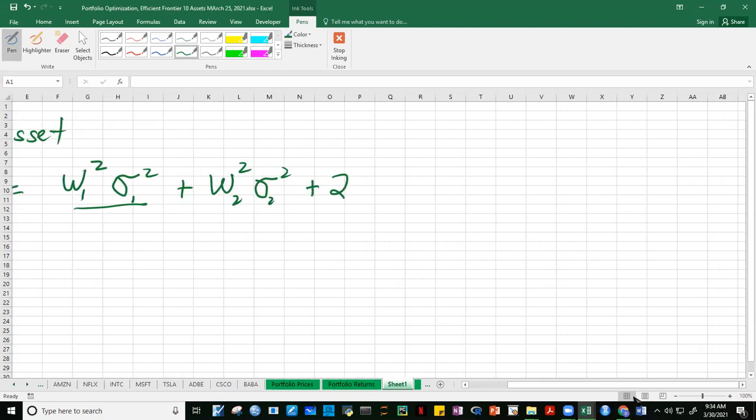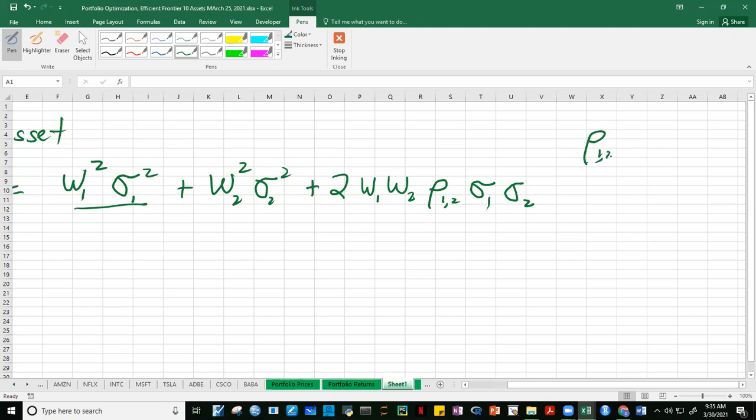Plus 2 times weight of the first one, weight of the second one, times, you're saying now it's the correlation between the two assets, diba? Times the standard deviation of the first asset, times the standard deviation of the second asset. Okay? Tama? Now we know also, this can be simplified.